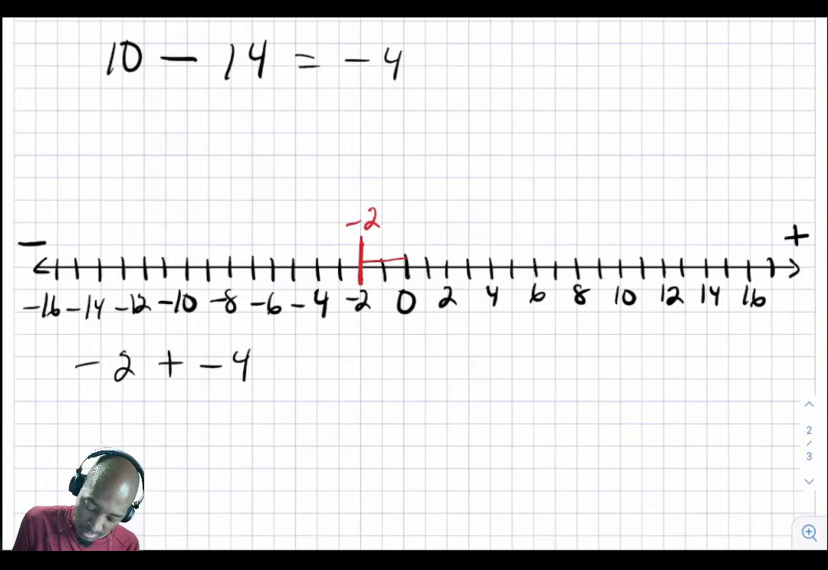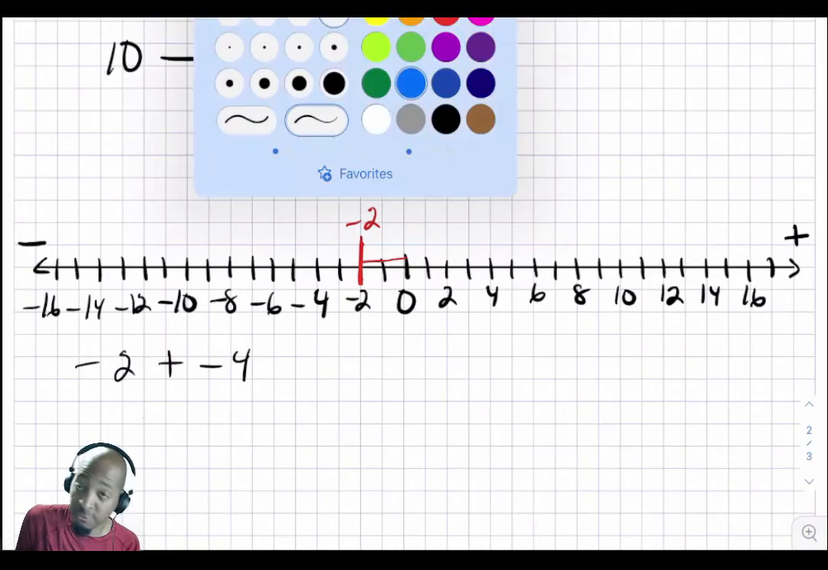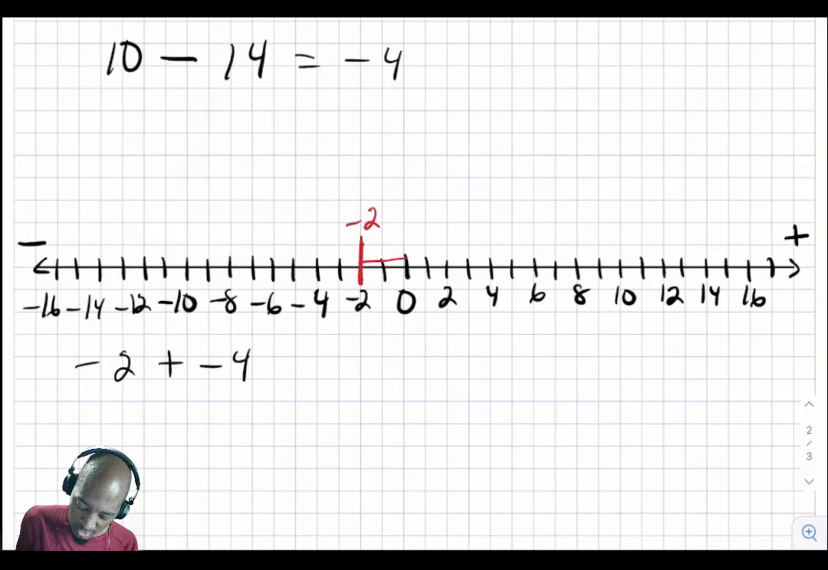Here you go. Give it a different color again. This time, again, I love blue for whatever reason. So here we go. I'm starting from where I left off, and I'm going 1, 2, 3, 4. And it's right here. So this is -4 units. And I ended up at -6.